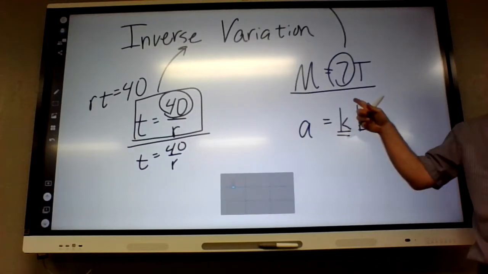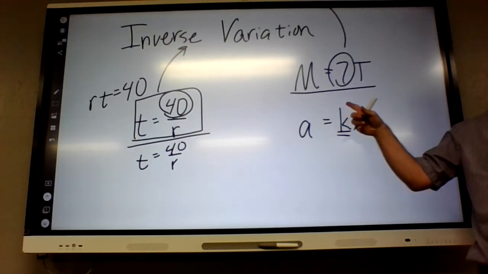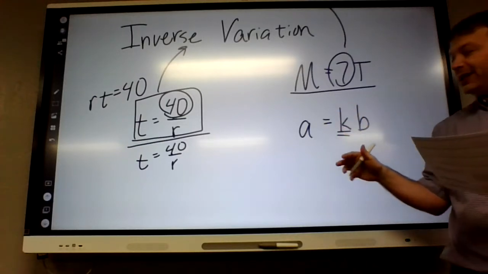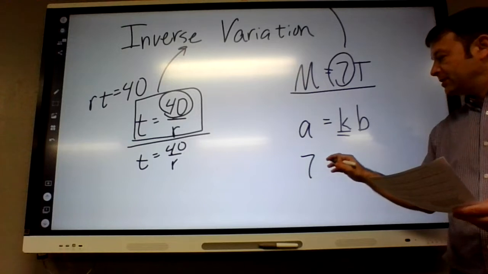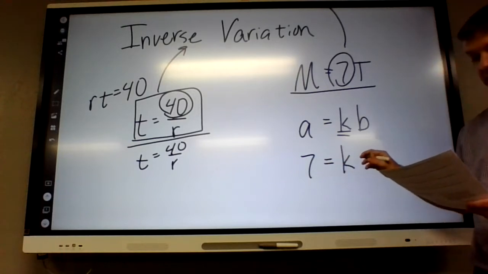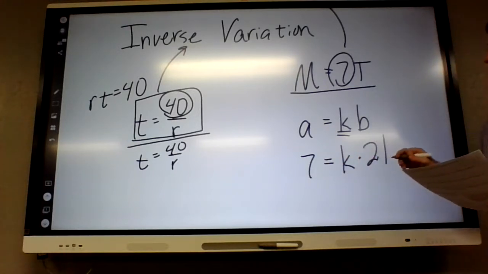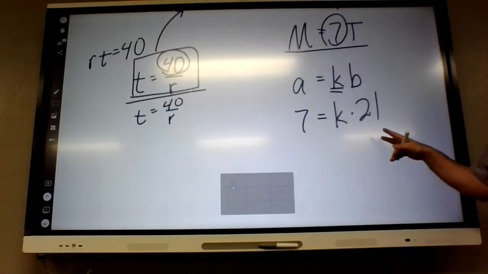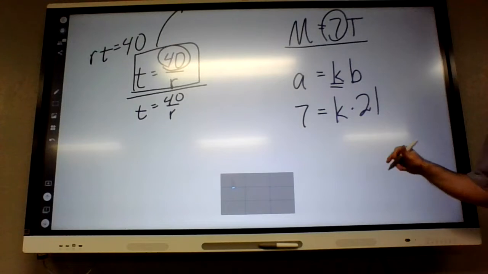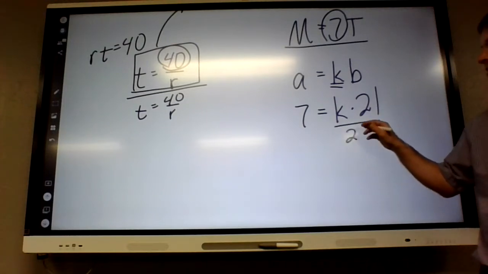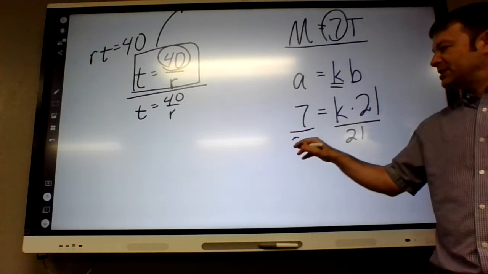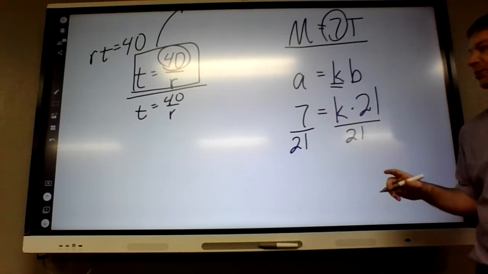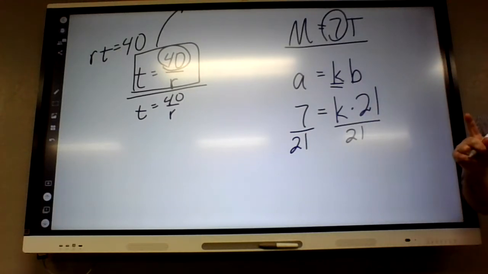They're asking, basically we need to find what that is. They said when A is 7, B is 21. How am I going to solve this for K? Divide by 21. What is 7 divided by 21? 1/3.